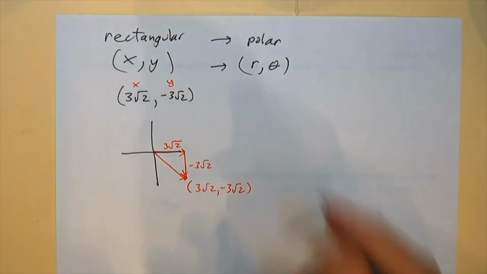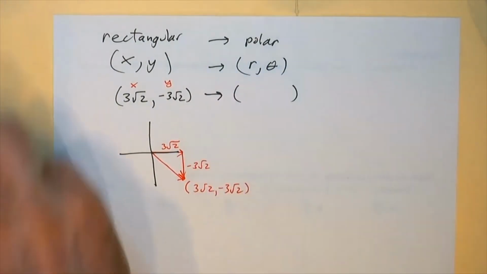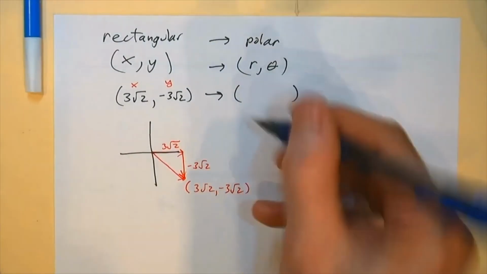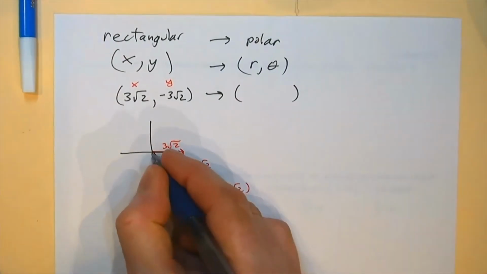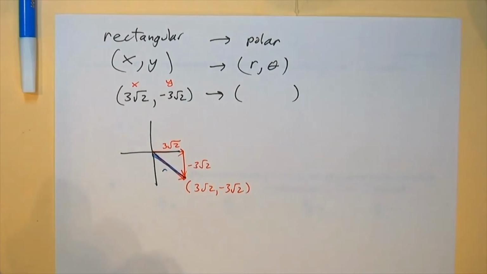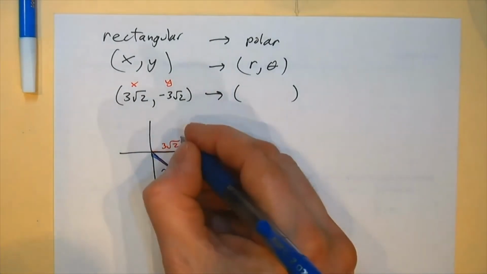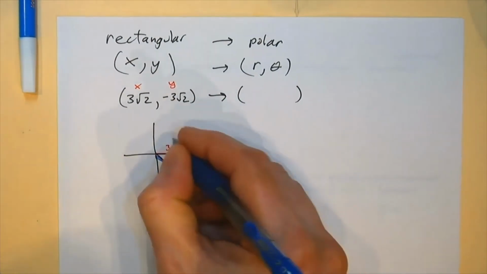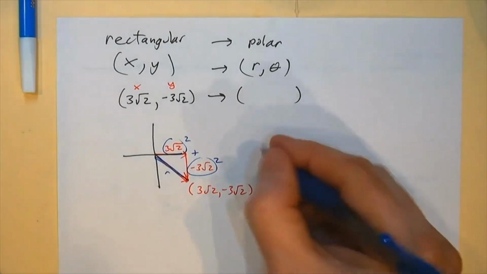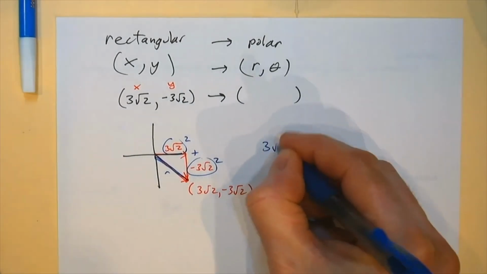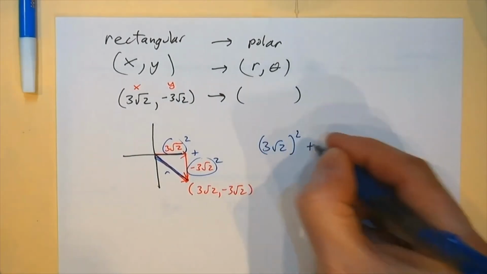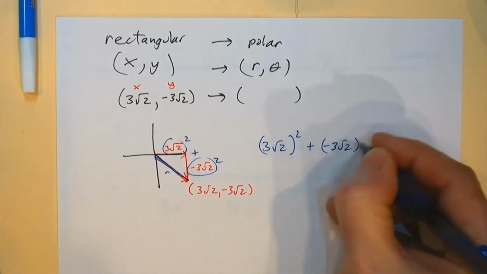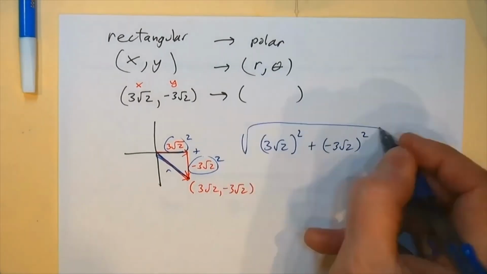Okay, let's find these goodies. Let's find the radius. Here's the radius. The radius is the hypotenuse. Okay, let's do Pythagorean theorem. Let's do this squared plus this squared, right? That's x squared plus y squared. Let's do 3 radical 2 squared plus negative 3 radical 2 squared. And then, of course, we have the square root.